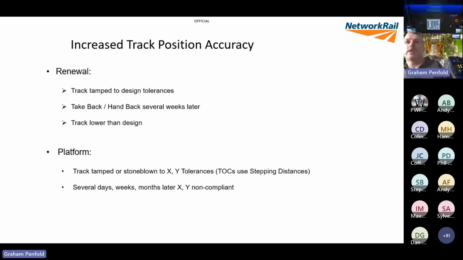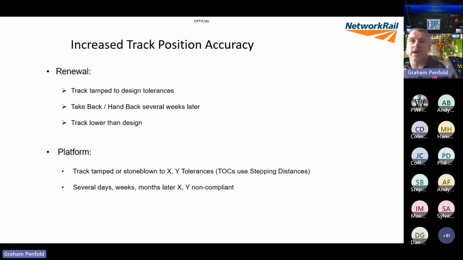Now, what I'll move on to is increase track position. What normally happens is during a renewal, and anyone that's worked in maintenance and done a lot of handovers or takebacks, as they're called now, if you check your as-builts, particularly through structures and platforms or over bridges, wherever, they're never quite what they are, particularly the vertical ones, the level.